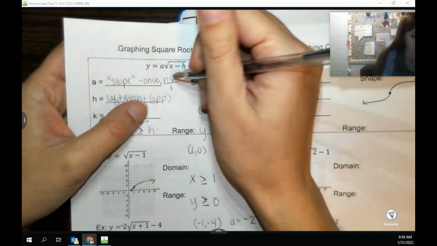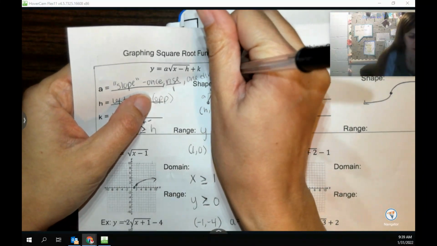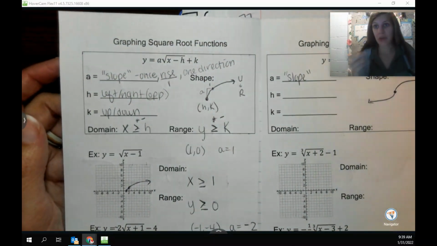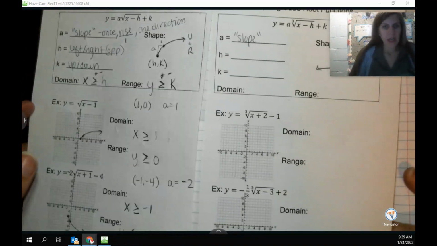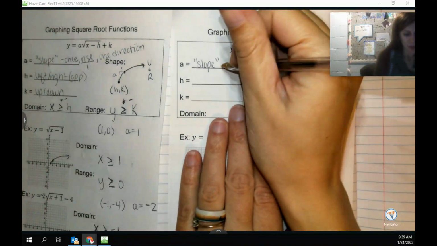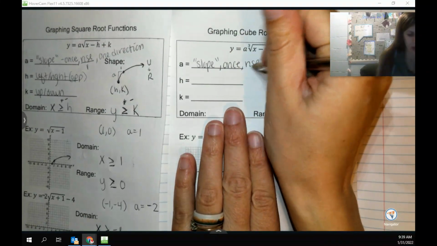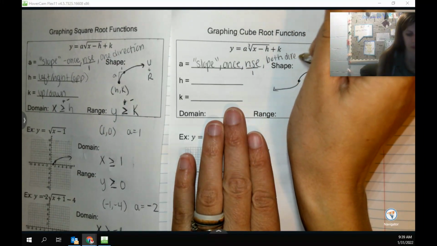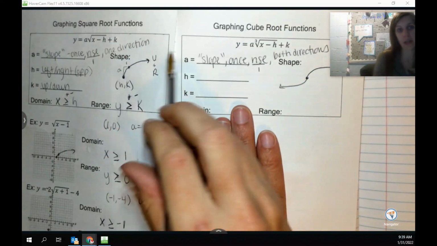Maybe I should specify. For our square root function, it's once rise over 1 and also one direction. You can't go both directions from your starting point. You only go in the one direction. So a over here is still slope. It's still only done once. It's still rise over 1, but this one can go in both directions. And that's because this S shape goes in both directions. The hook only goes in one direction.